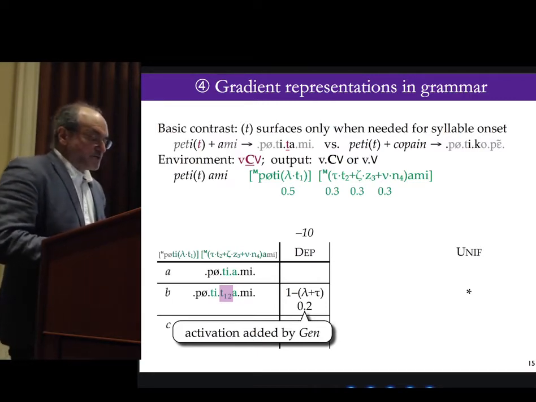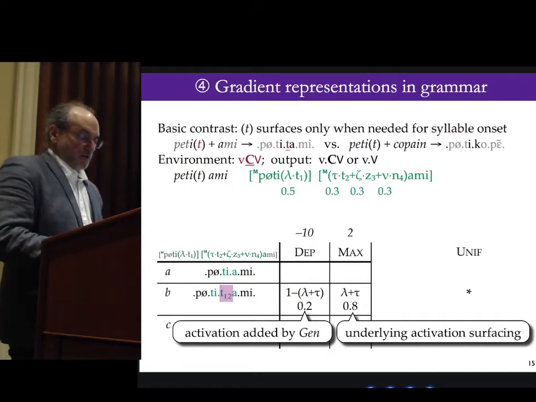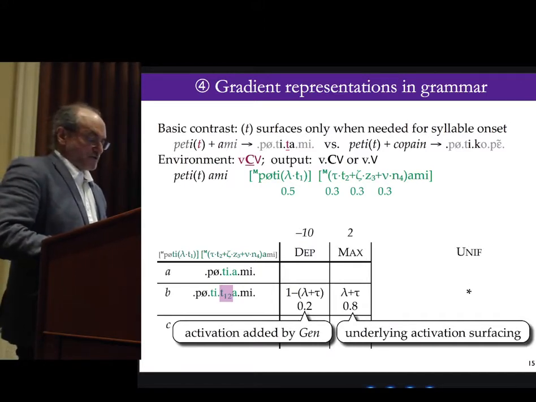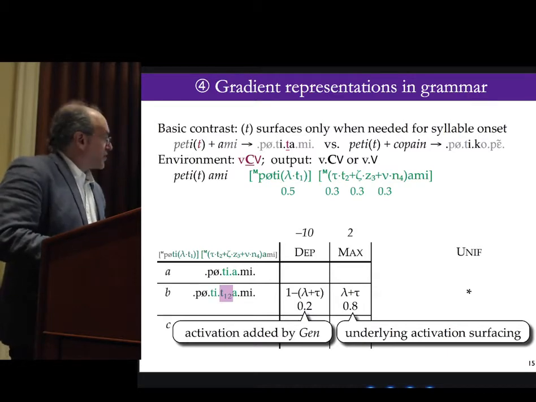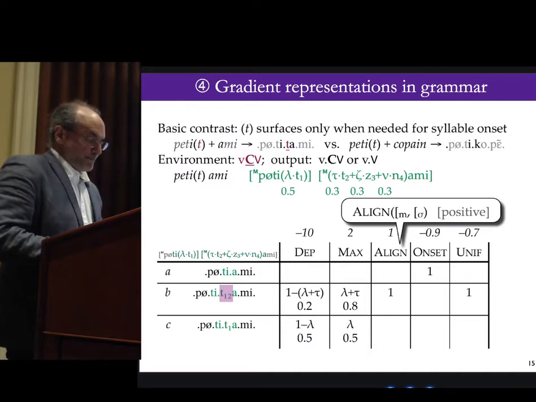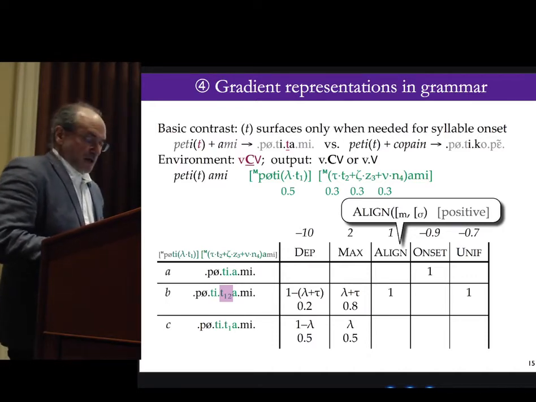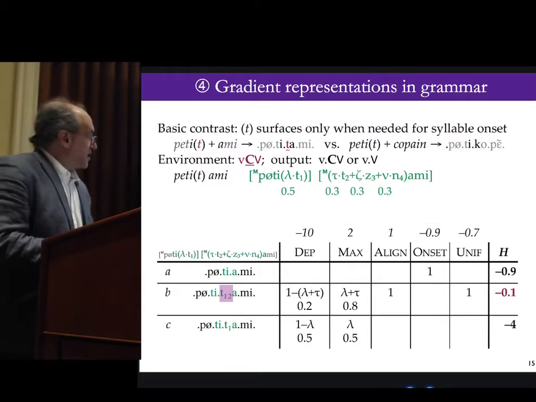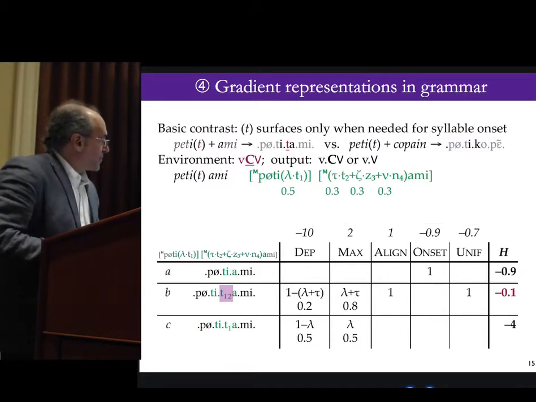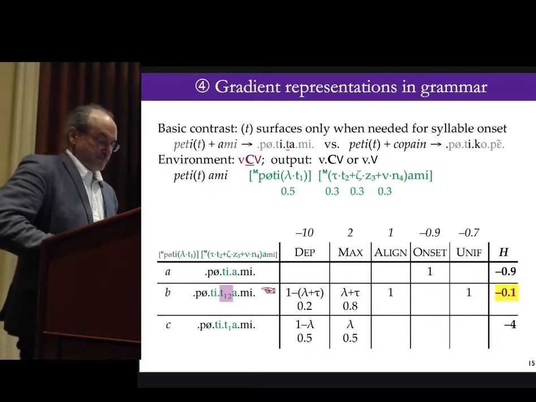The gradient max constraint is here taken to be positive, that's not crucial, rewarding underlying activity that surfaces. Then there are three other standard constraints from OT phonology here. The weighted sum of violations of each candidate, namely its harmony, is shown in the final column. The highest harmony candidate is B, so on the surface we get a medial T between "petit" and "ami."